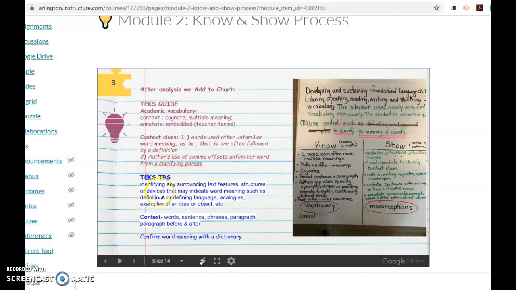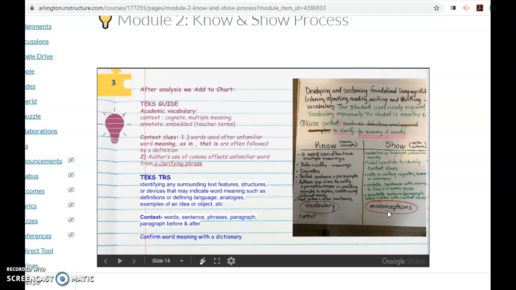Again, information from the TRS that we've added here, and then finally even that it's okay for kids to confirm the meaning of a word using a dictionary. But look at all of these skills that we think are essential for them to learn before defaulting to the dictionary. I will point out that on some charts, campuses have added vocabulary and misconceptions.